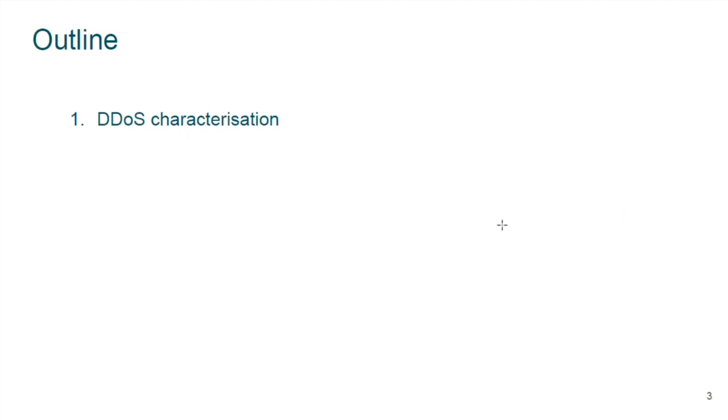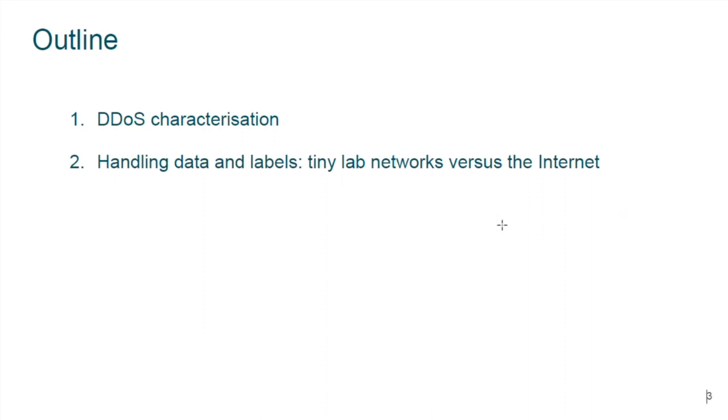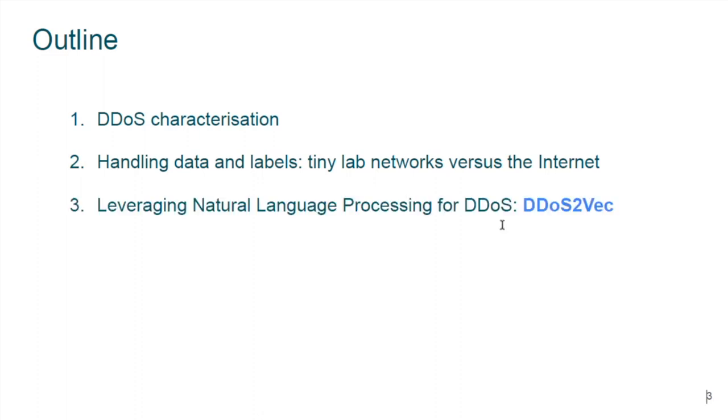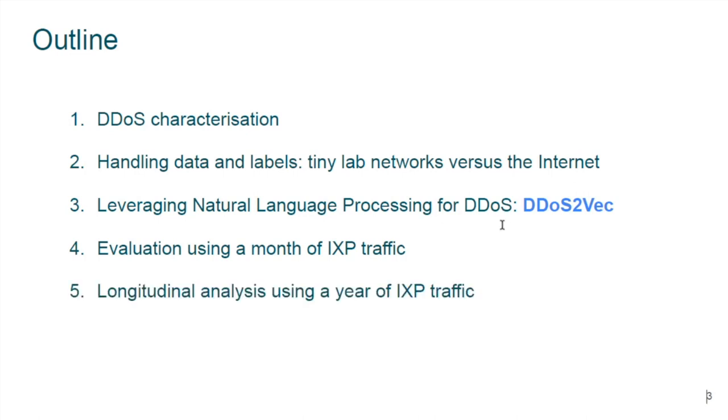So the outline of this presentation is, I'll first discuss a little bit about what DDoS characterization is, which is different from attack identification. Then I'll discuss the problem with data sets, because in studying cybersecurity problems, specifically DDoS, we lack good data sets and good labeled data sets. The things we have are usually created in tiny lab networks, and this is very different from the internet. Then I'll demonstrate what we explored in using natural language processing for DDoS, and call this DDoS2Vec. And we evaluate this in two ways. One is using 1 month of IXP traffic or flow records, and then we analyze longitudinally 1 year of IXP traffic to see transferability.